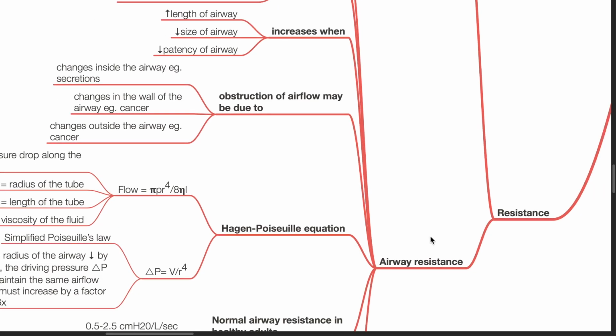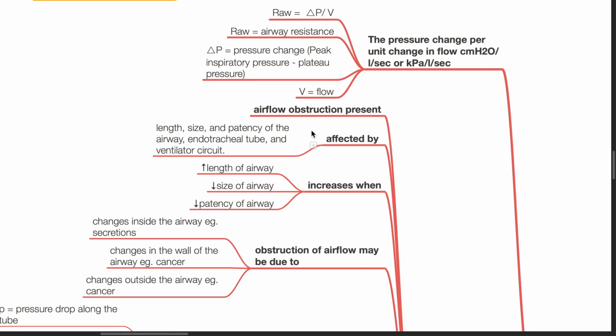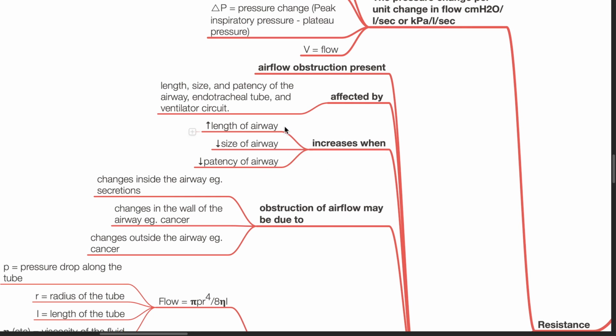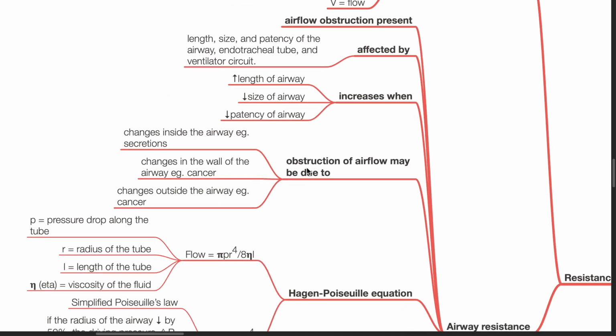Airway resistance occurs when airflow obstruction is present, and it is affected by the length, size, and patency of the airway, endotracheal tube, and the ventilator circuit. Airway resistance increases when there is increase in the length of the airway, decrease in the size of the airway, and decrease in the patency of the airway. The obstruction of airflow may be due to changes inside the airway, such as the presence of secretions, changes in the wall of the airway, such as malignancy, and changes outside the airway, such as extraluminal compression by lymph nodes.